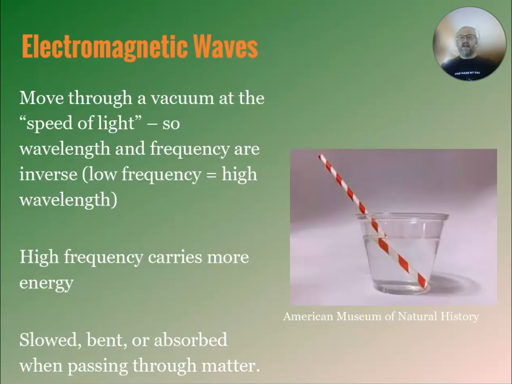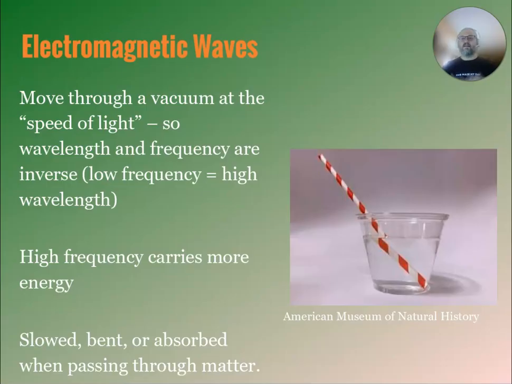Now, the speed of light is the speed in a vacuum. If there is no matter getting in the way, this is how fast electromagnetic waves move. But when they pass through matter, then they can be absorbed, bent, slowed down as they go. And so that means that light isn't necessarily moving at exactly the speed of light all the time if it's not coming through a vacuum, and likewise with these other types of radiation.